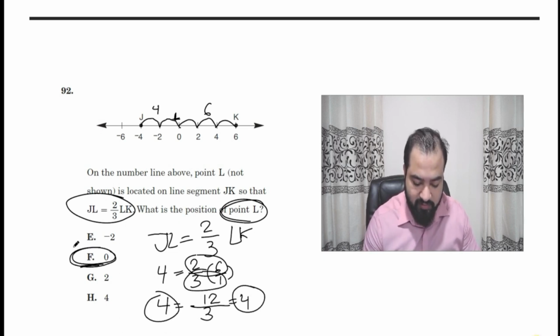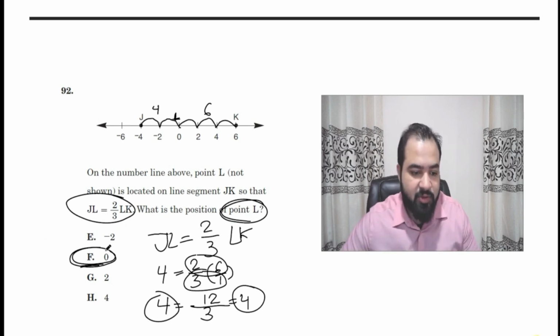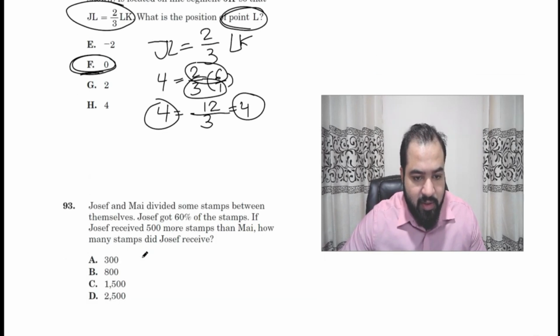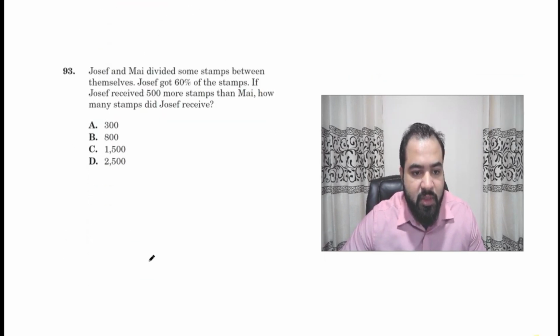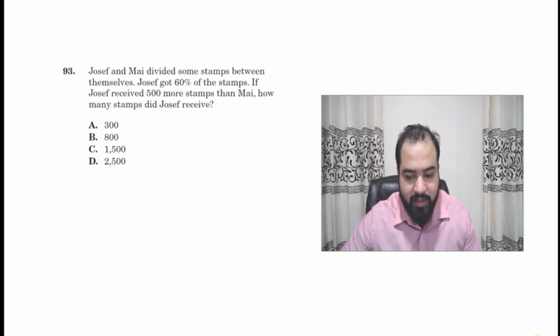So the position of L is 0. You can do trial and error. The reason I picked 0, it looks nice and easy. You can check the other ones. It's not that hard.